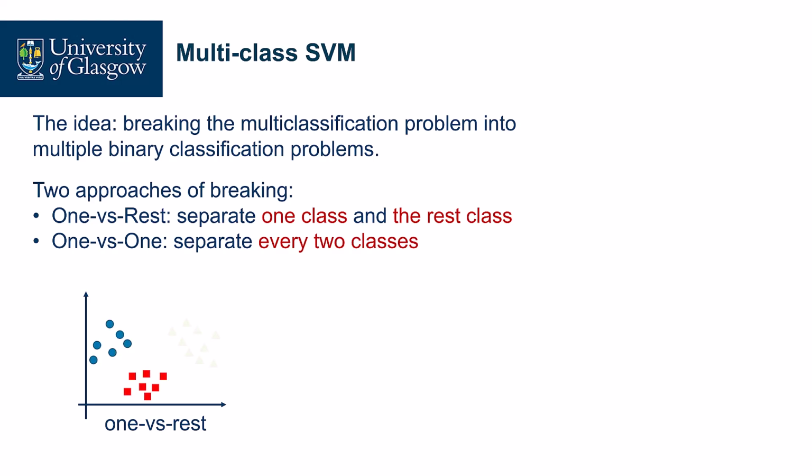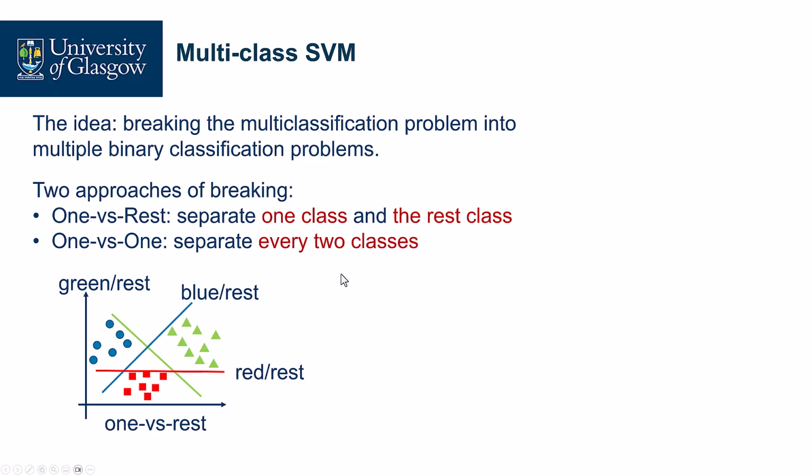For one versus rest, we have three classes now, right? First, we separate one class from the rest. This is the blue class and the rest of them, which I don't care about. Blue versus rest. Then I do the other one, green versus rest. Then I can do red versus rest, right? In this way, I get three SVMs. For each one, we separate a single class from the others.